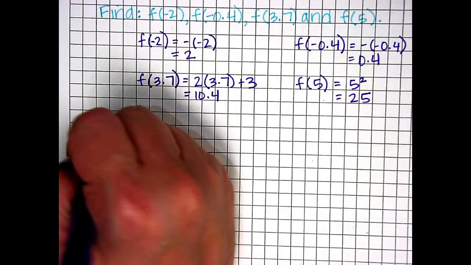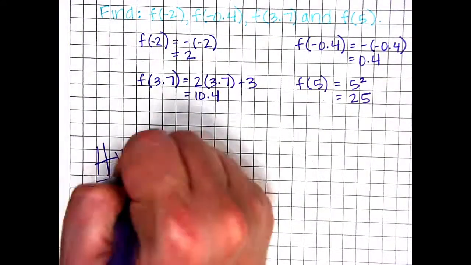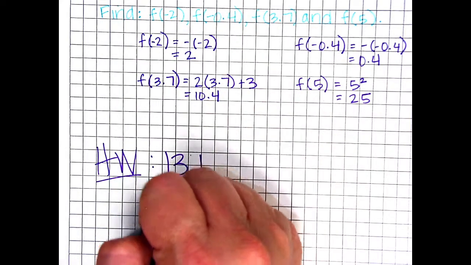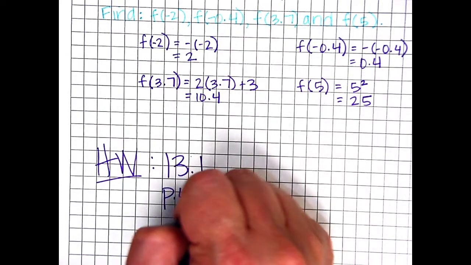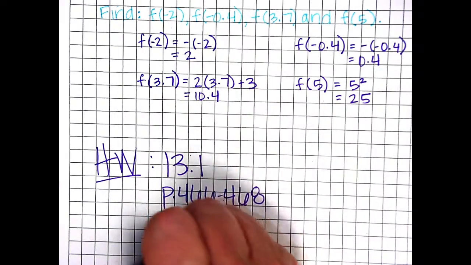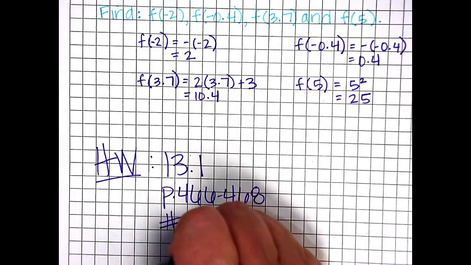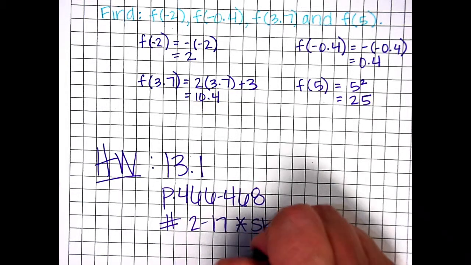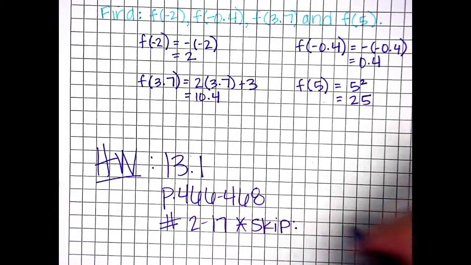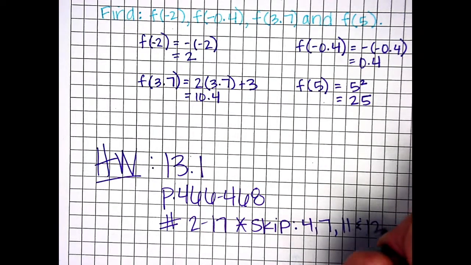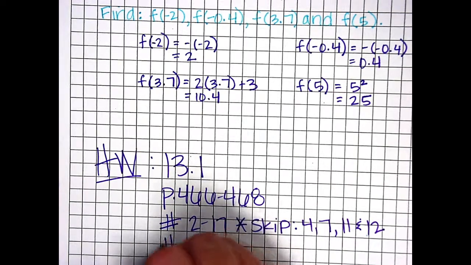Your homework for this lesson, lesson 13.1, is on pages 466 to 468. You're going to do numbers 2 to 17, but I need you to skip 4, 7, 11, and 12. And then you're also going to do number 20.